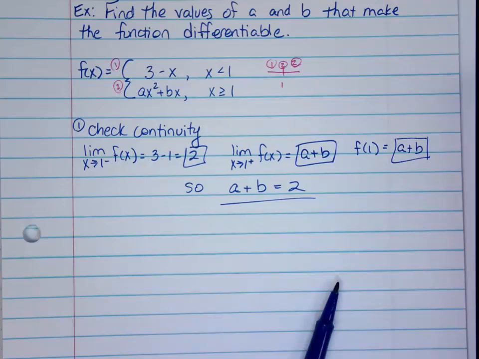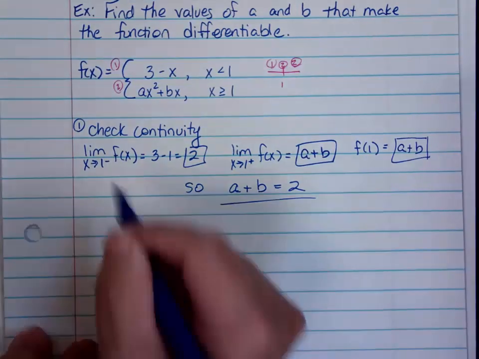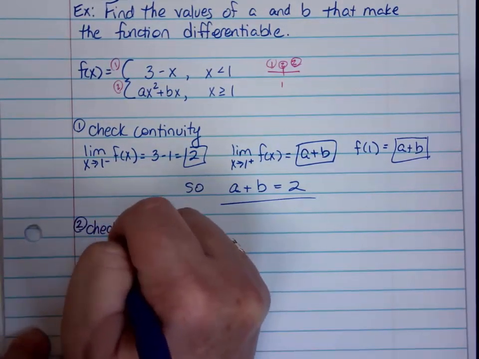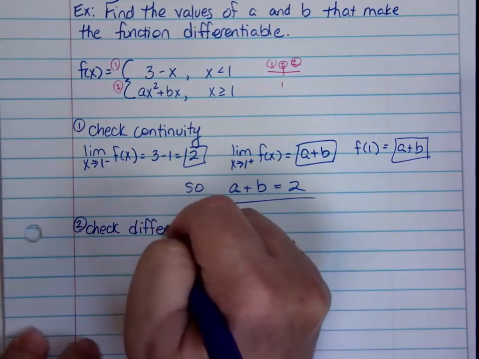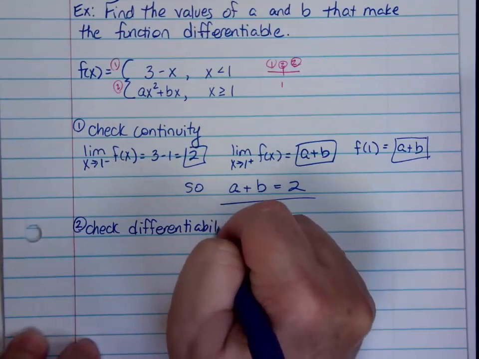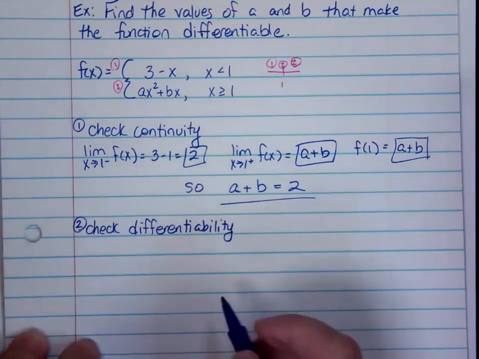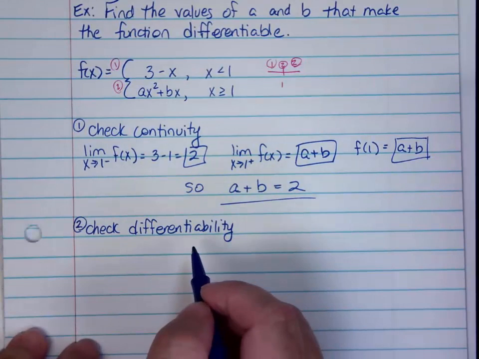Okay? So there is a mathematical rule, I can't think of it off the top of my head, that says if you have two unknowns, you have to have two equations to solve for them. I only have one equation right now. A plus B equals 2. That's nice, but that's not enough. So now we got to go another step. Step 2 is to check the differentiability.